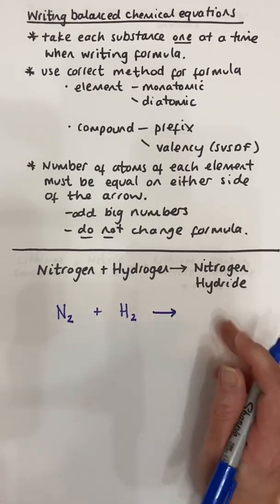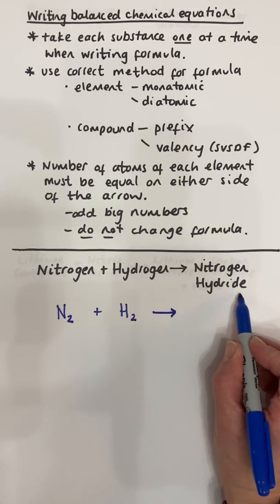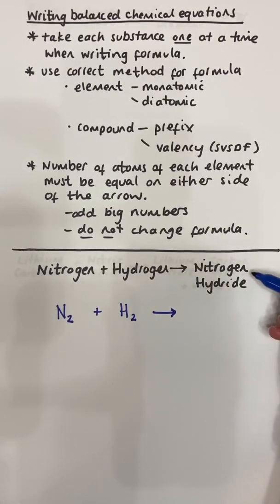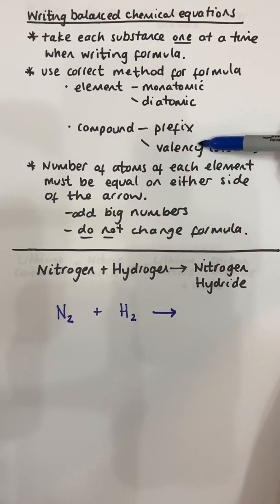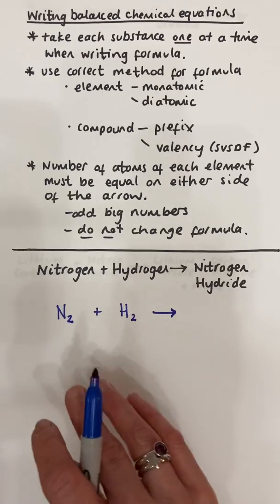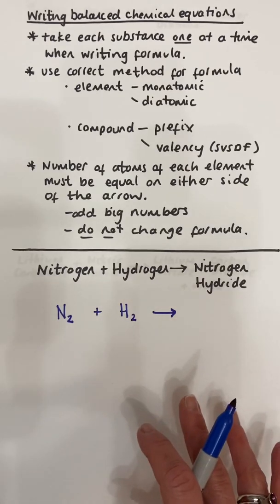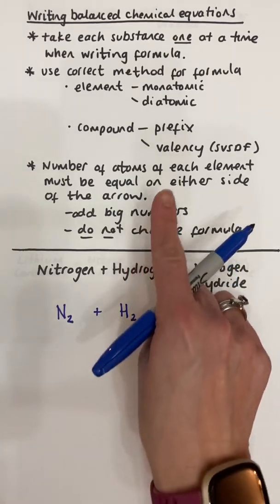Then I have nitrogen hydride. This is a compound ending in IDE, hydride. Therefore, it has the elements nitrogen and hydrogen in it. It's a compound. I have to therefore use either my prefix or my valency method. When I look at the name of nitrogen hydride, there are no prefixes anywhere in that name. There are no mono, di, tri or tetra. So I have to use what's known as the valency method.